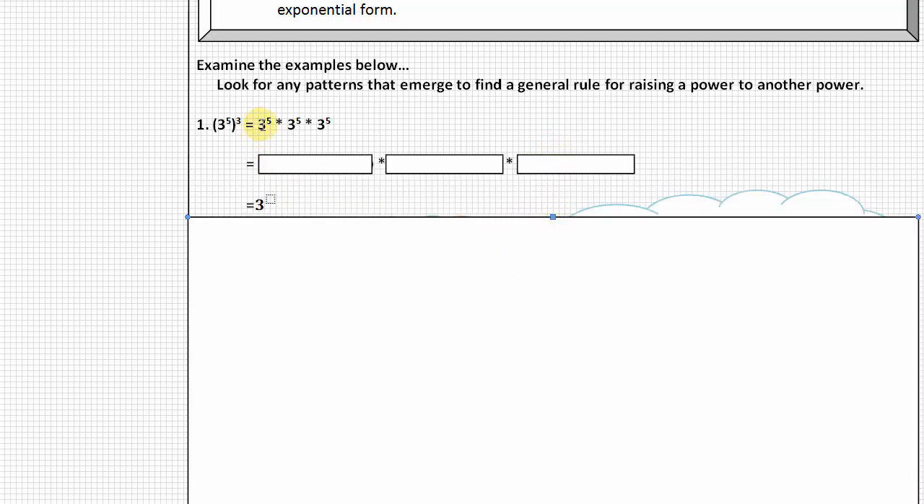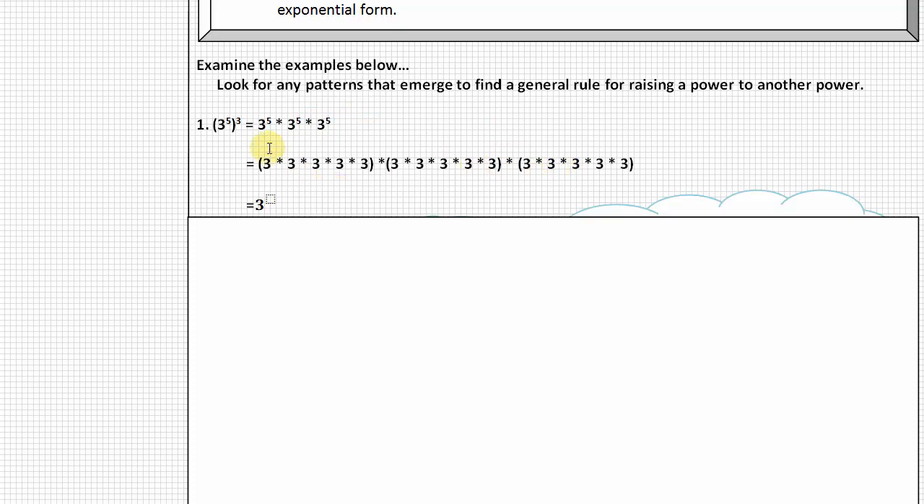We can say, well, I know that 3 to the 5th power means 3 multiplied by itself 5 times. It looks something like this. And because we have 3 groups of 3 to the 5th power, they're being multiplied by each other, this 3 to the 5th power is represented here. We're going to multiply that by 3 to the 5th power again, so we can expand that out. And we're going to multiply that by this 3 to the 5th power, and we'll expand that out.